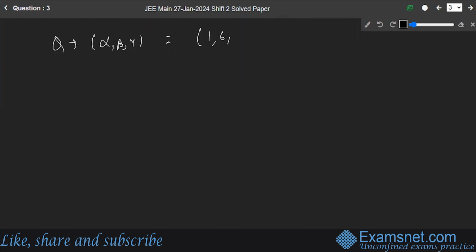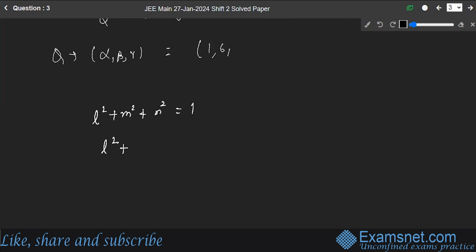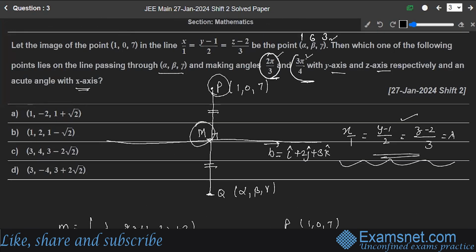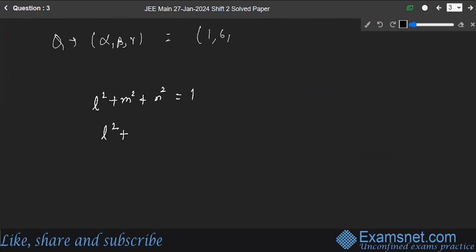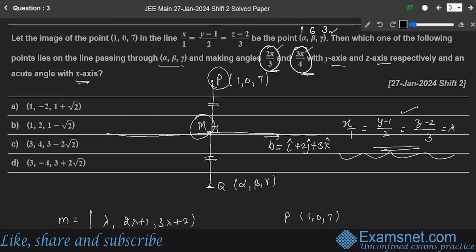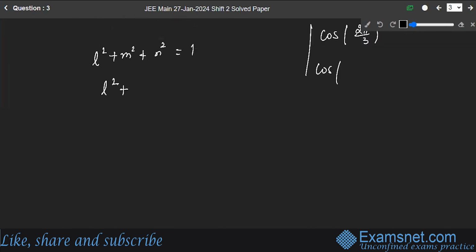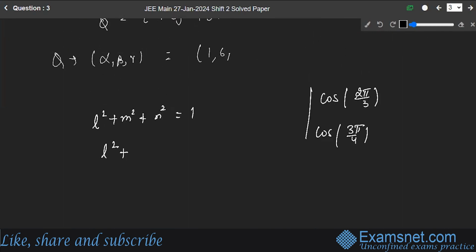Now you know about the direction cosines. L square plus m square plus n square is equal to 1. I don't know L square, but I'm given m square, which is the cos of this angle, and n square is the cos of this angle. So cos of 2 pi by 3 and cos of 3 pi by 4. Cos of 3 pi by 4 will be cos of 120, which is equal to cos of 180 minus 60, or minus cos 60, which is equal to minus 1 by 2.